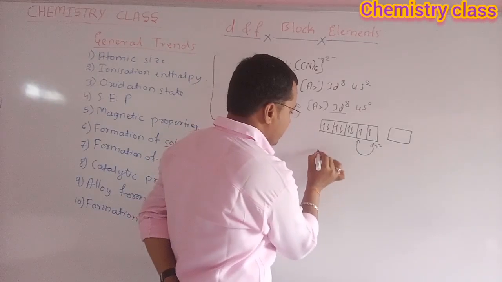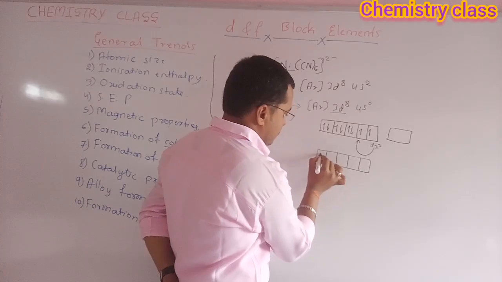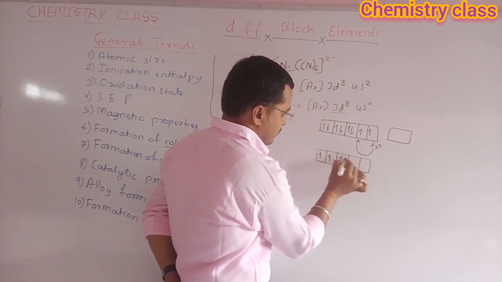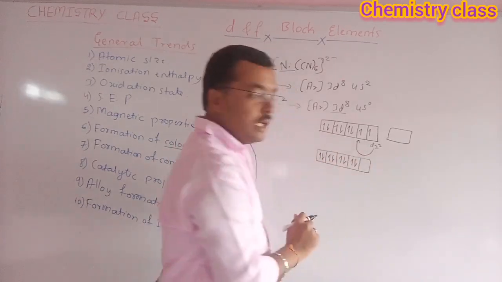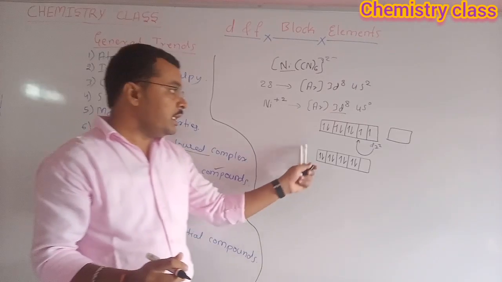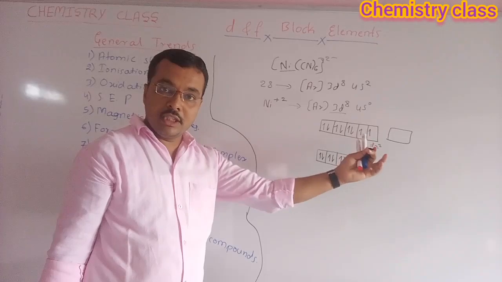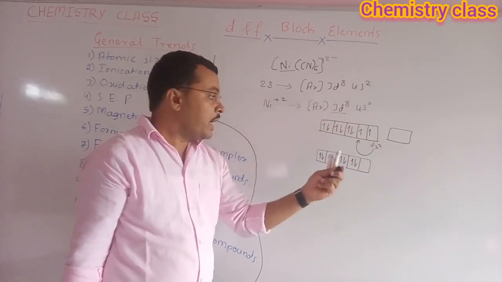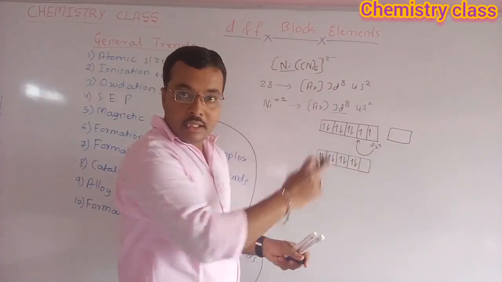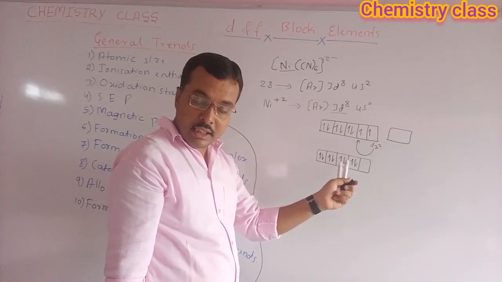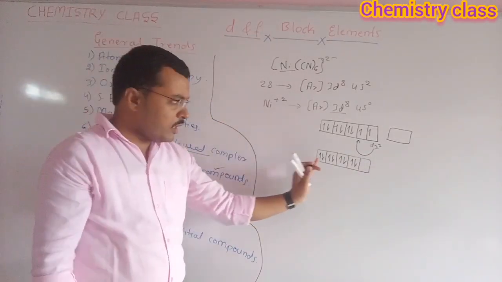At that time, the electronic configuration becomes this. This is the electronic configuration after the excitation, after the approaching of the ligand. Like this, the ligands are approaching towards the central metal atom. At that time, due to the action of this ligand, the electronic configuration undergoes alteration in the atomic orbitals, and they form different types of molecular orbitals.